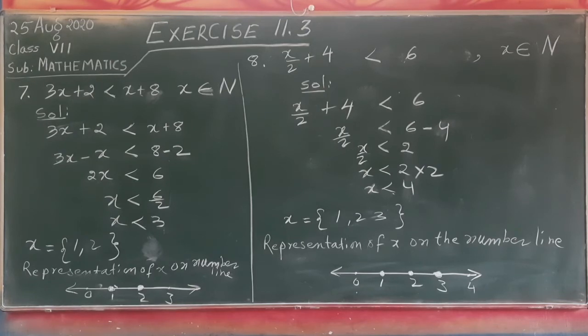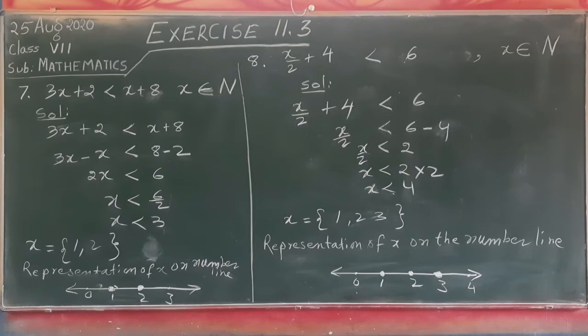Solution. x upon 2 plus 4 is less than 6. x upon 2 is less than 6 minus 4. And x upon 2 is less than 2 we get. So in the next step, on transposing, x is less than 2. 2 will go to the right hand side, it will be multiplied. So in the next step we get x is less than 4.